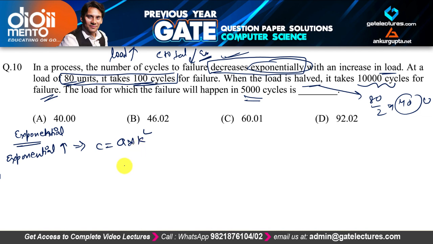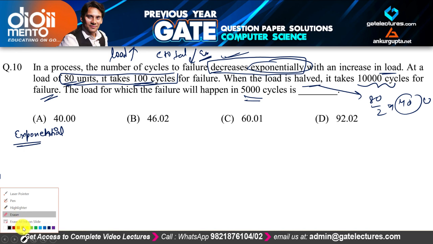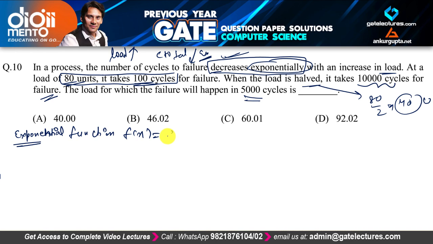Okay, instead of writing like this, let me come back to more basics. Let me explain in more depth here. What they are saying is that we have an exponential function. An exponential function can be written as f(x) is equal to a into k raised to the power x. This function is exponential, where a and k are constants.